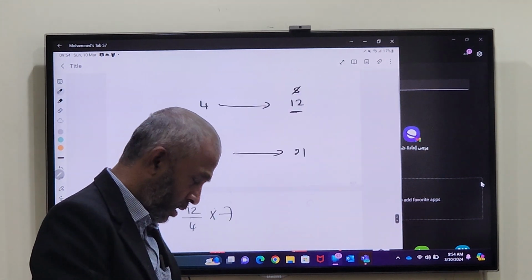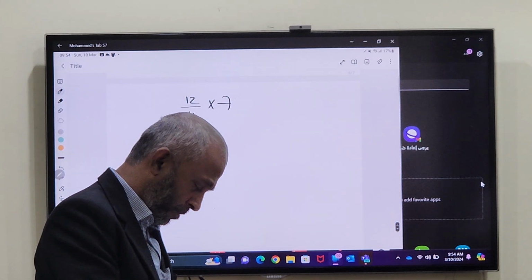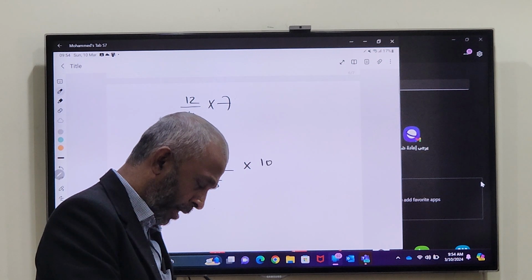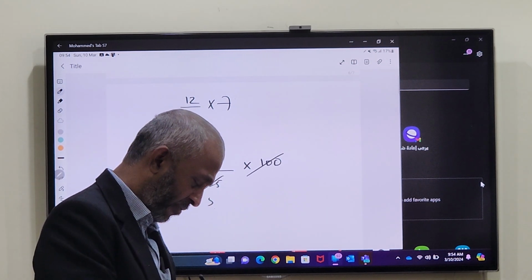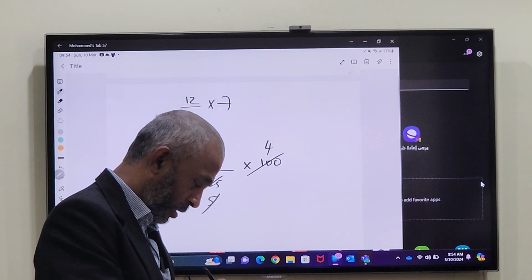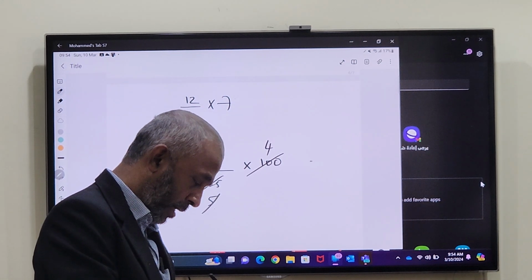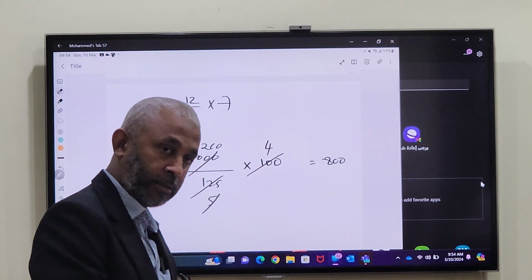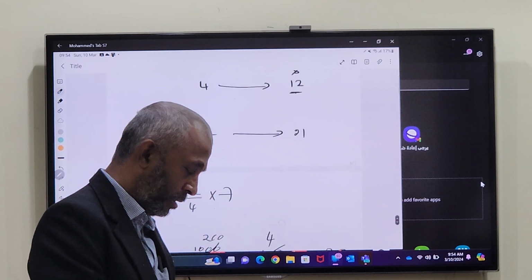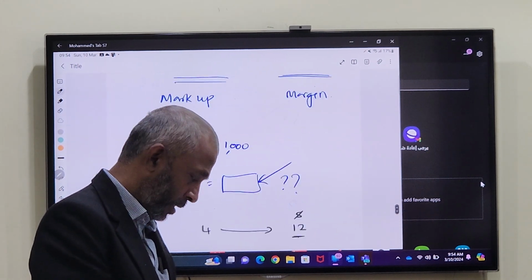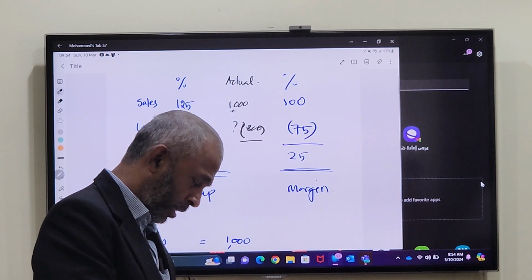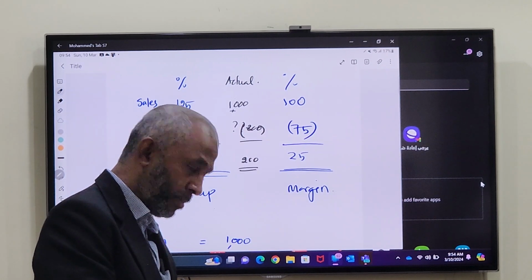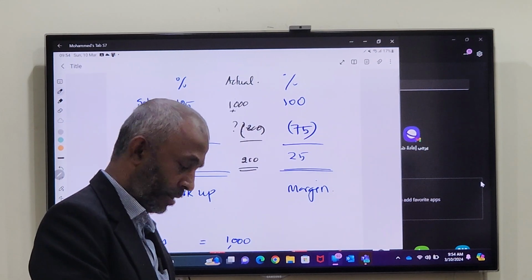Yeah, so how to do that? 1000 divided by 125 multiplied by 100. This is 5, this is 4, this is 200, and that means 800. So 800 is the cost for you. So here 800, so that means 200 is the profit. Clear?